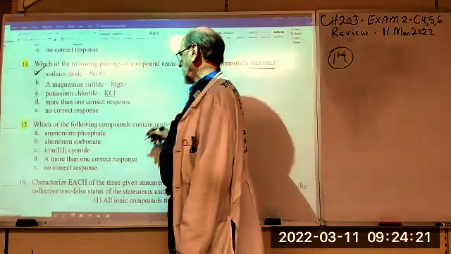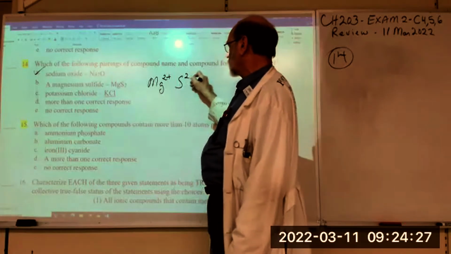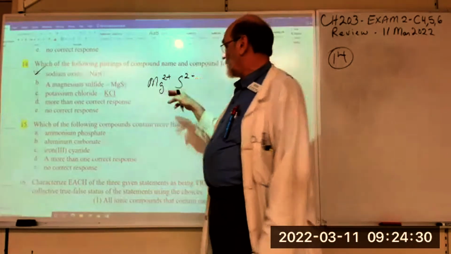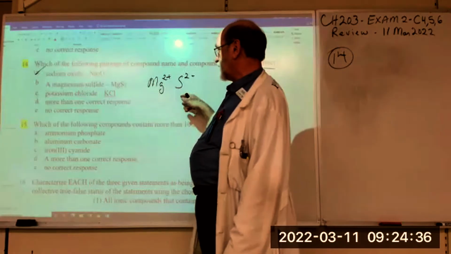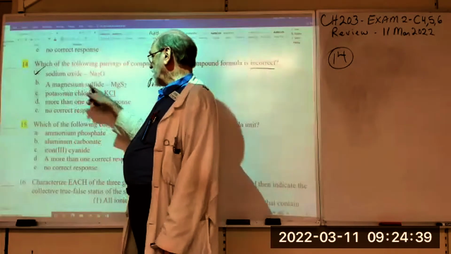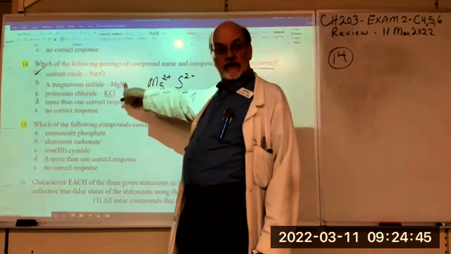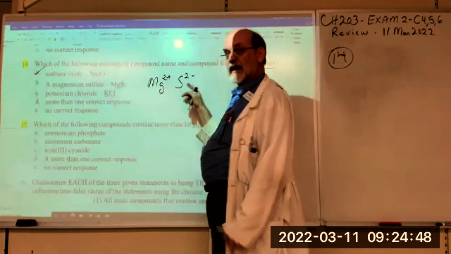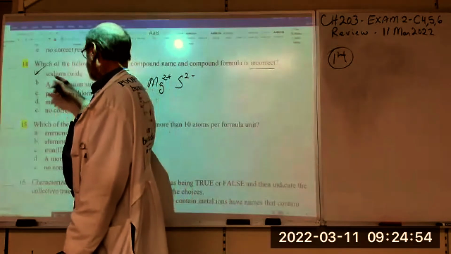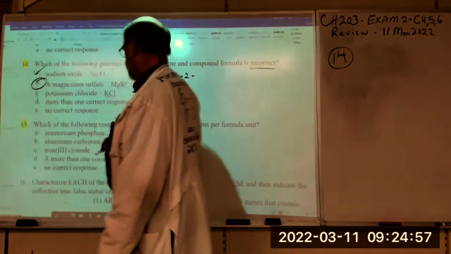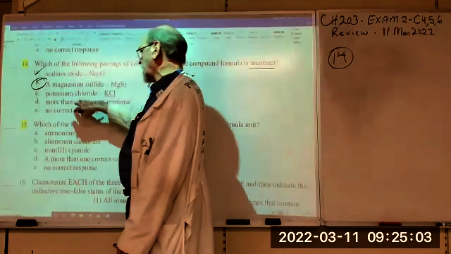Magnesium sulfide. Magnesium prefers a 2+ charge, right? Sulfur prefers a 2- charge. And the metal is a fixed charge. So it's type 1. So we'd say magnesium sulfide. The name is correct, but the formula is wrong because you don't need a 2. It's just MgS. 2+, 2-. The balance with a 1-to-1 ratio. Right, so that was false. That was correct. That was correct. Well, we found our answer. Oh, more than one correct response. Okay, so we got to check this one out.